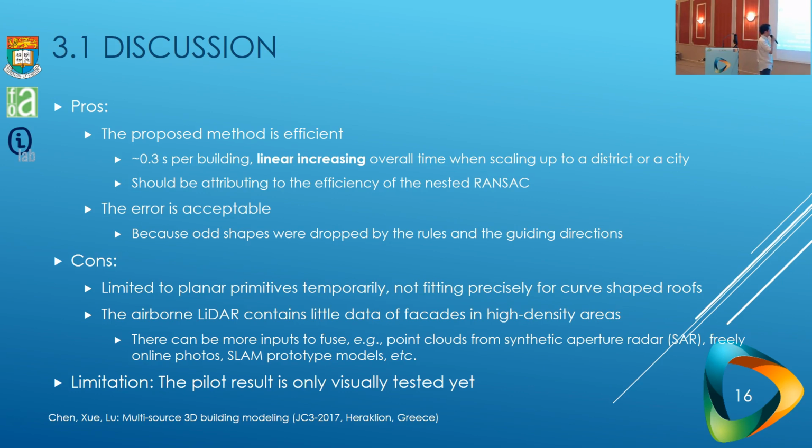And the second disadvantage is that currently the airborne data is mainly emphasized on the rooftop. So for the facade, the points are very sparse, and we cannot use that. Maybe it can be completed by some other sensors, such as SAR, SLAM or some UAVs. And in this previous study, we have a limit. We mainly validate our results through observation, and we do not do much comparison study there.